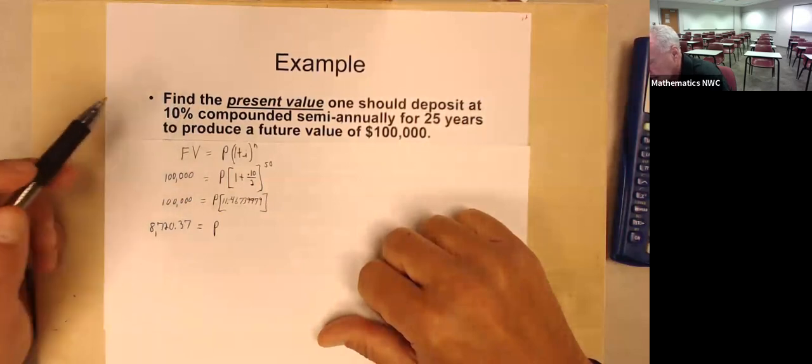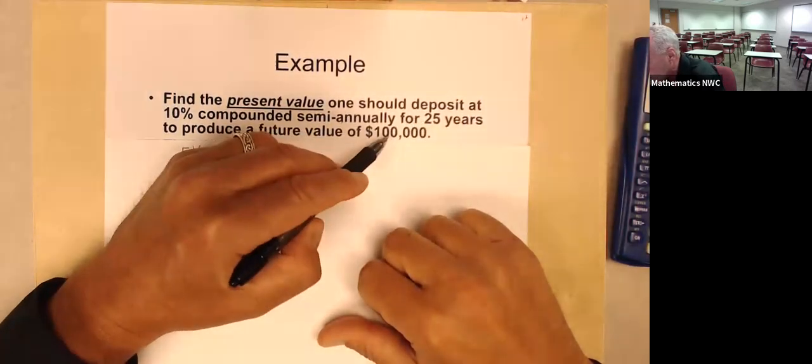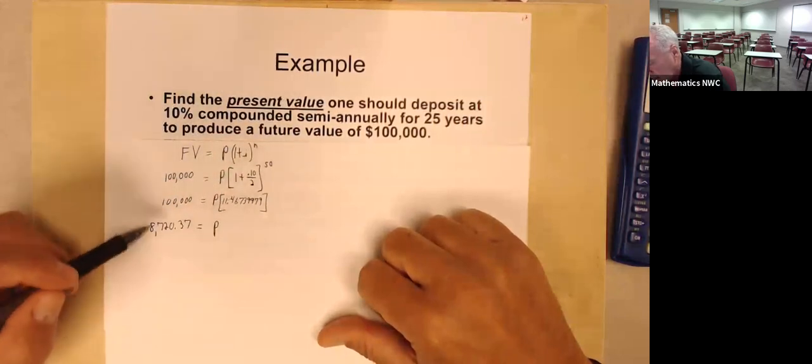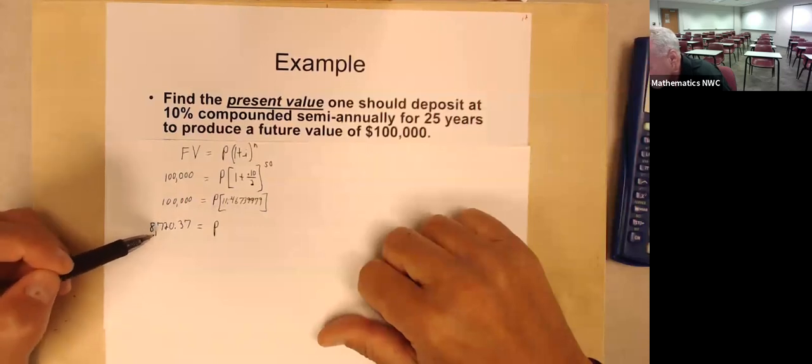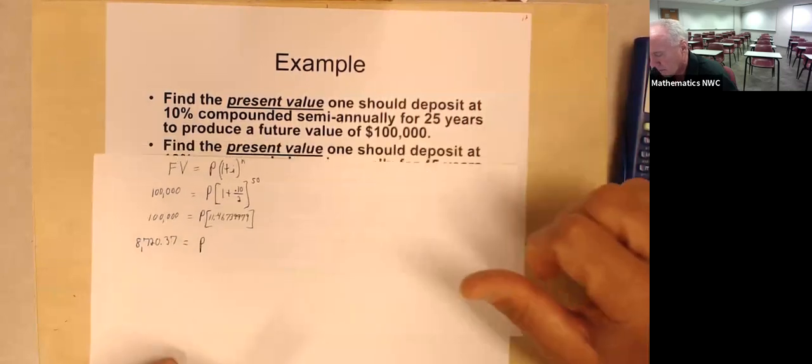Well, your grandparents would have had to put in $8,720.37, lock in the 10% for semi-annual, and at the end of 25 years, it would have been worth 100,000. That's your present value. 8,720 is what they would have to put in presently so that it would have a future value of $100,000.